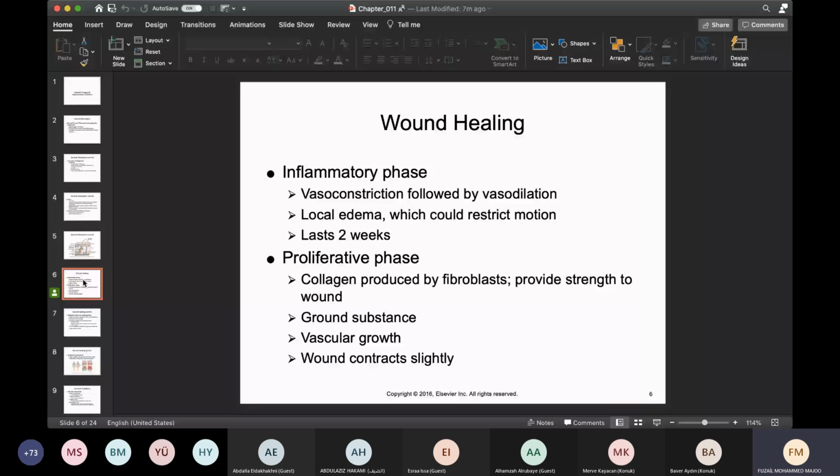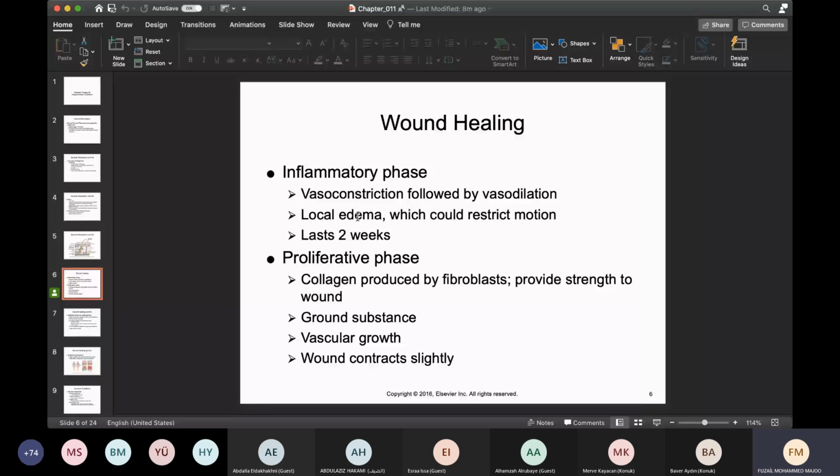So yeah, these are essentially the two phases over here. Again, during the inflammatory phase, this is what ends up happening immediately after the injury. You end up having vasoconstriction to decrease the amount of blood that's lost. After a clot has taken place, then vasodilation proceeds.